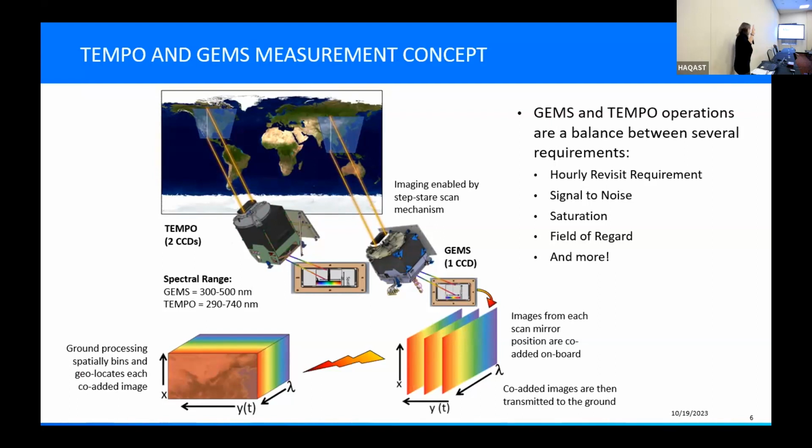Step stair is kind of obvious in what it means. The mirror in both of these instruments moves from one location and then it stares and collects images. They're then co-added, so you can think more images, more signal to noise. And then, with lots of processing, it eventually creates the data products that people here are very familiar with.